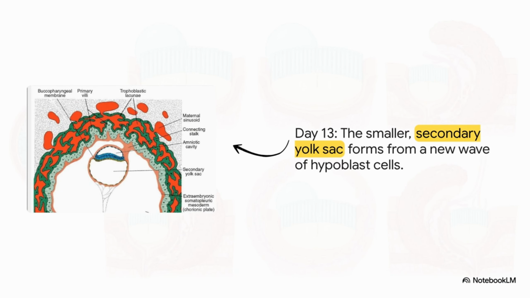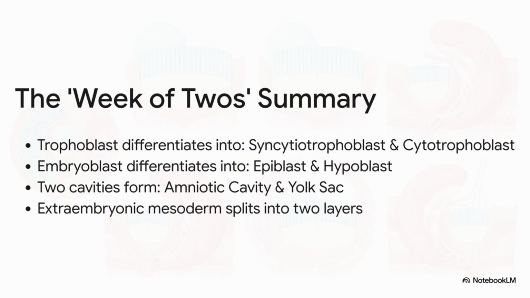Let's run through it. First, the trophoblast splits into 2 layers, the syncytiotrophoblast and the cytotrophoblast. Easy enough. Second, the embryoblast splits into its 2 layers, the epiblast and the hypoblast. Got it. Third, 2 major cavities are formed, the amniotic cavity and the yolk sac. And finally, that extraembryonic mesoderm we saw also splits into 2 layers, creating that huge chorionic cavity between them.